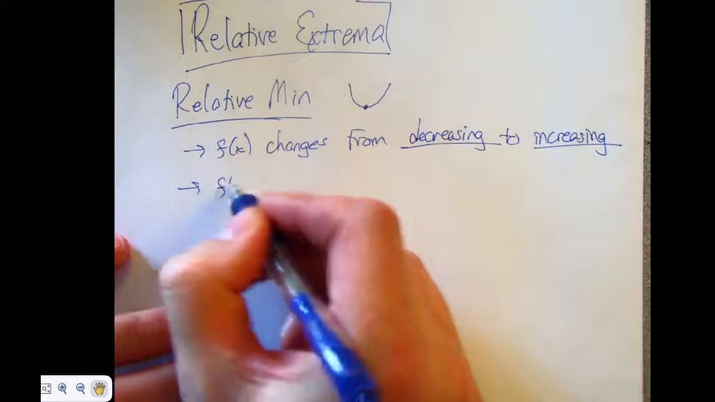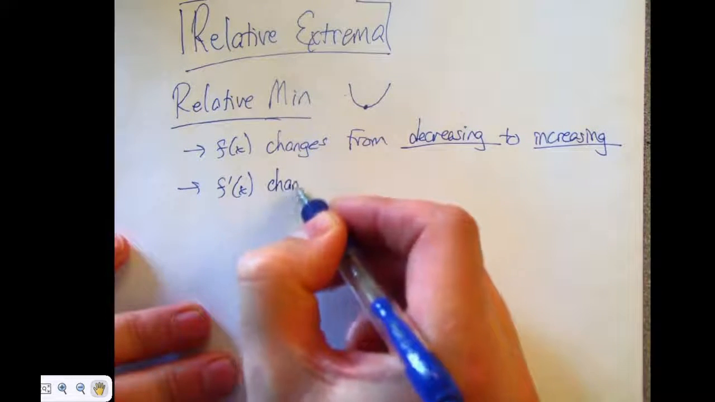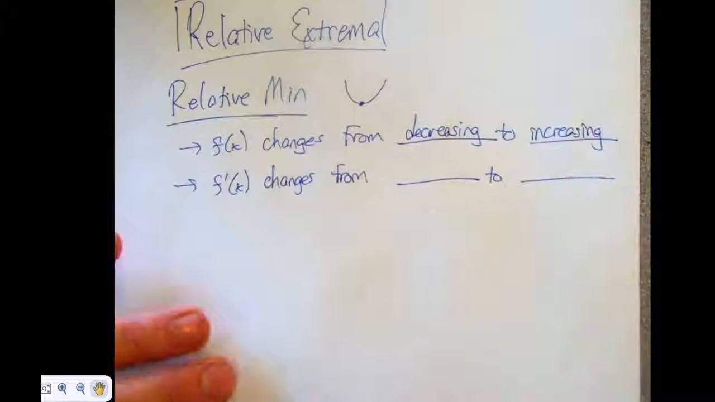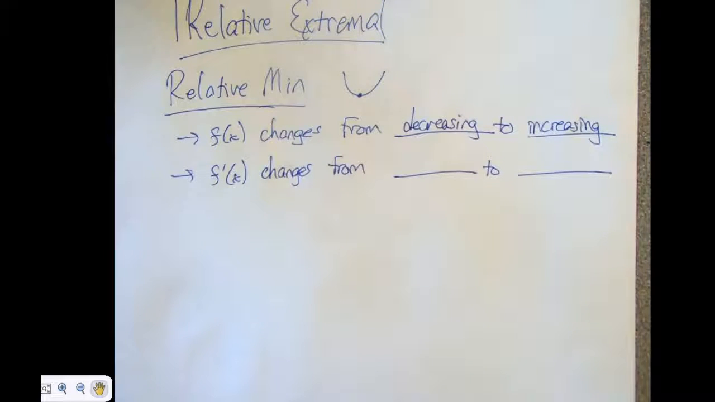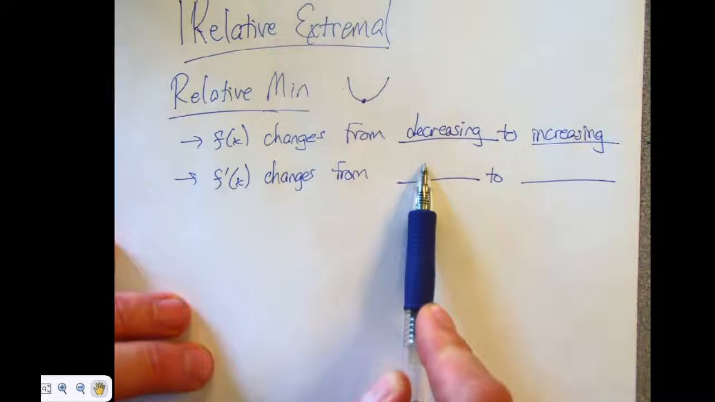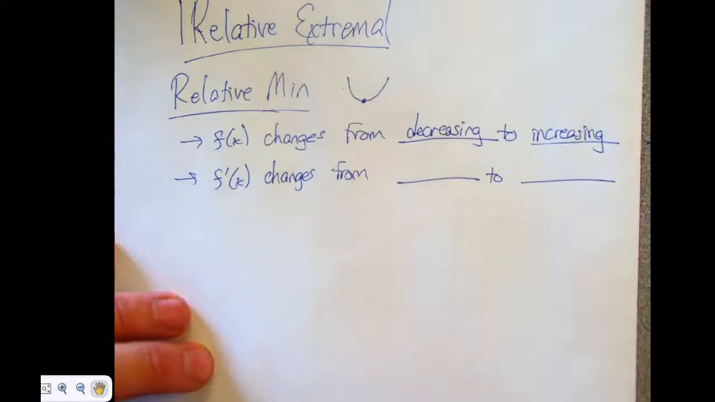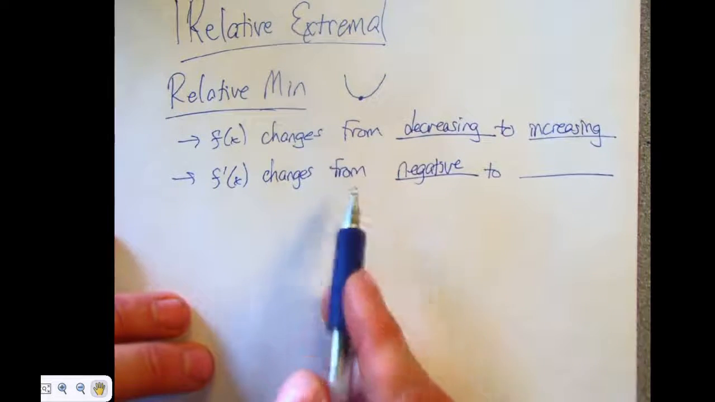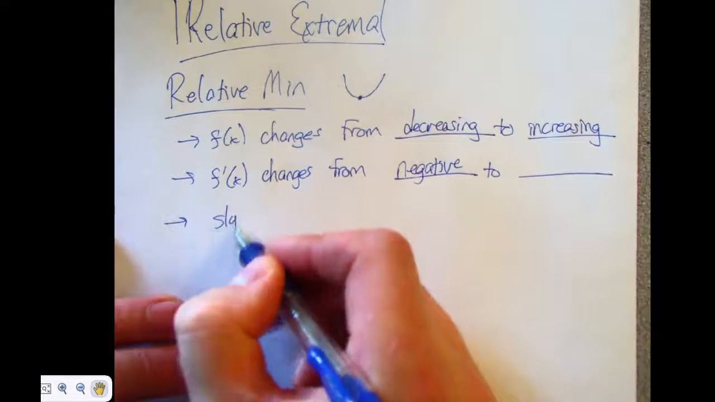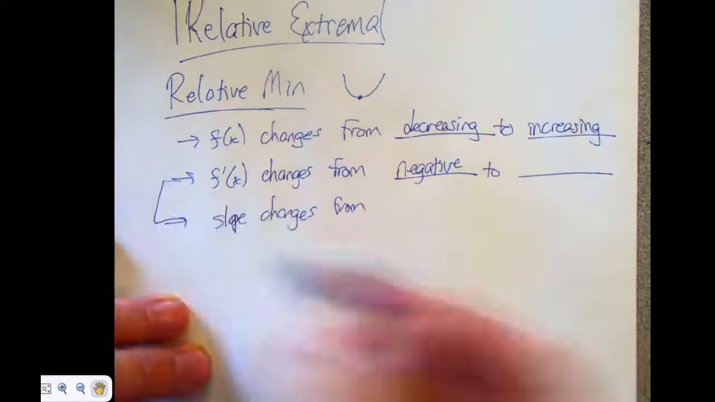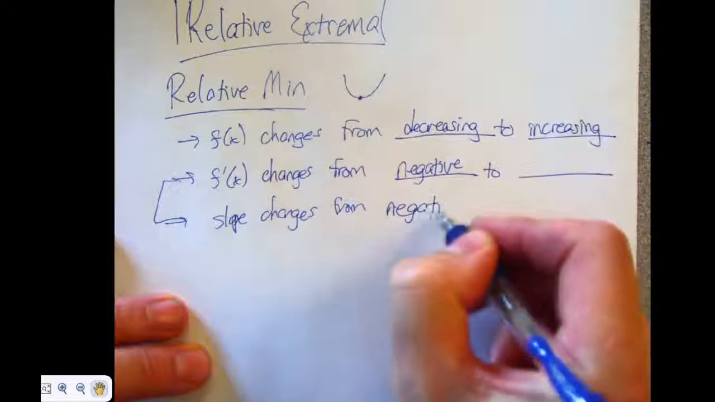That means f prime of x changes from what to what? If f is decreasing, f prime is negative. That's different. So f prime is the slope. So I could just easily write slope changes from negative to positive. These are the same thing.